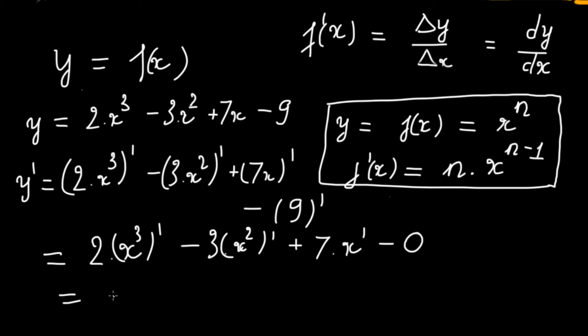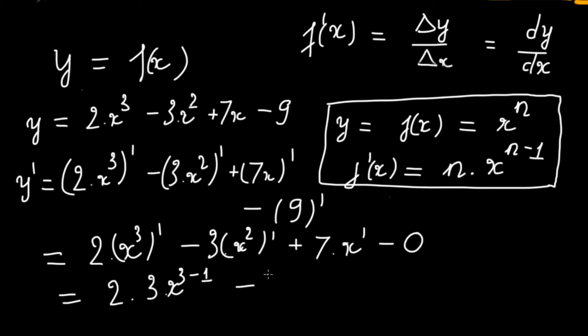Equal, you can see 2 right here. And then x to the third prime, we can see n equal 3. We put n down and then times x to the power of n minus 1, which is 3. You put it down times x to the power of 3 minus 1, which is n minus 1 right here.